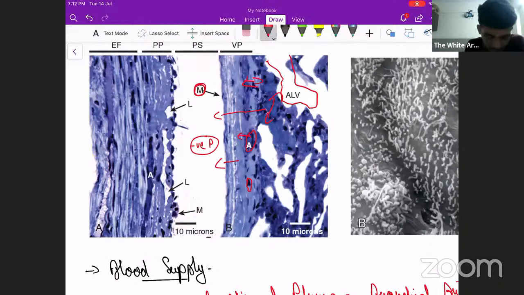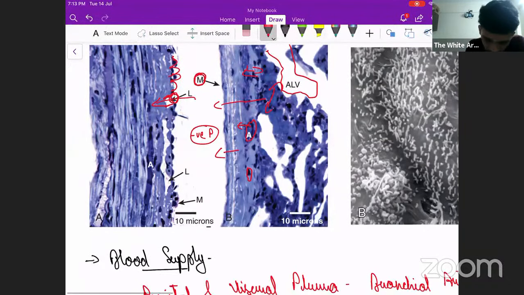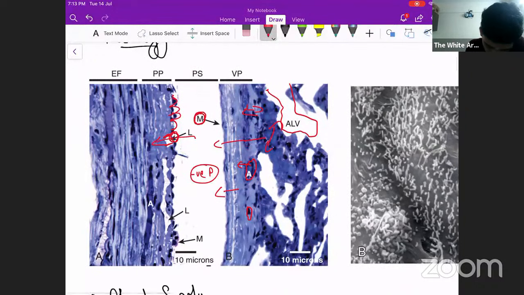Over here, what happens? This side is parietal pleura. Again, parietal pleura is lined by the mesothelial cells. What you see over here are mesothelial cells, and in between the mesothelial cells, there are large stomas for the lymphatics to drain. So whatever excessive fluid comes over here will be drained into the lymphatics. Again, there is loose areolar connective tissue over here as well.